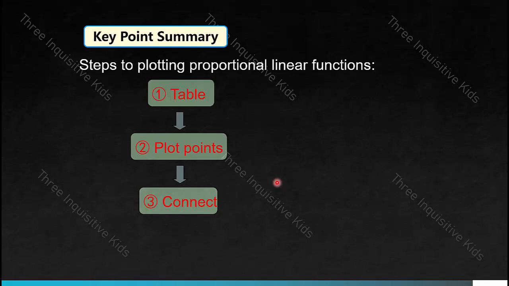So the key point summary is the steps to plotting proportional linear functions. We start by turning that relational expression into a table. Its table form would be just listing out the x values and their corresponding y values. And then we use the pairs from that table as the coordinates of each point. So we would plot those points, and then we would connect them on the coordinate plane.